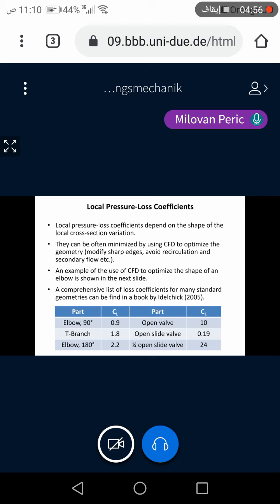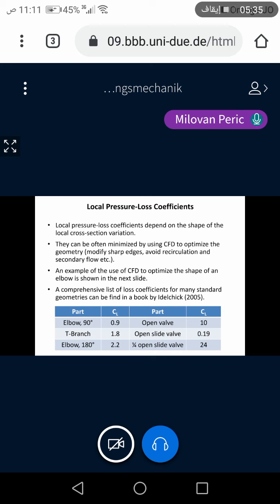Now, local pressure loss coefficients depend on the shape of the local cross-section variation or bend or whatever, and they are usually determined experimentally, but they can also be determined from a CFD simulation, as I already mentioned. And CFD simulation can also be used to optimize these shapes. For example, if you have a bend, as I will show soon, you can have a bend with a 90-degree sharp corner. You can also have a bend which has the same cross-section, but you can also modify the cross-section to minimize the losses.